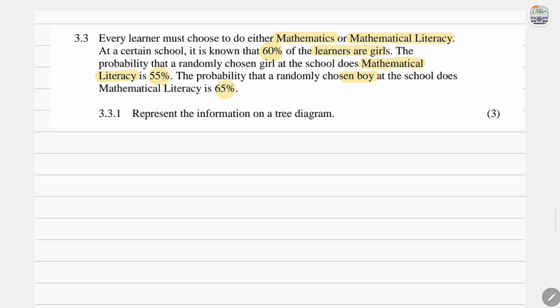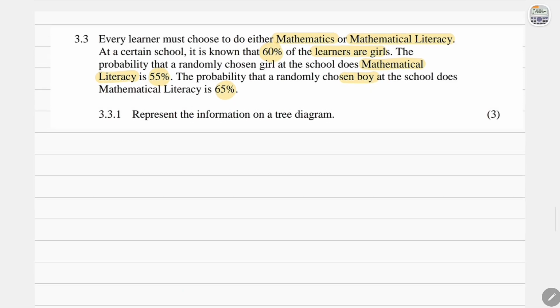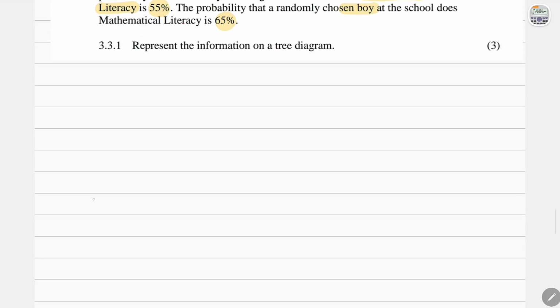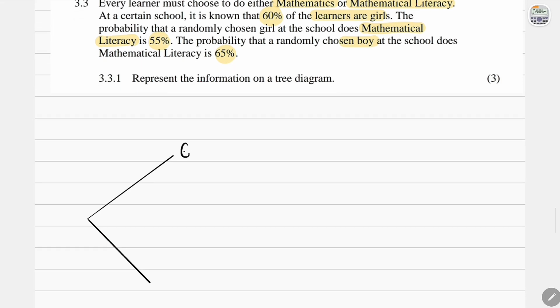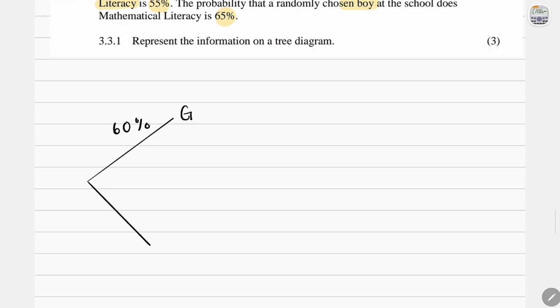With the way this looks, they are giving you information about whether these learners do maths lit or maths, right? But they specifically say that at this school, 60% of the learners are girls. And then from that 60%, 55% of them do maths lit. So clearly, we have two categories first, where we have girls and then boys. And we know that in the school, 60% are girls. So we're going to look at it like this. We'll just say the girls, we have 60%, or you can just say 60 over 100. I'll leave it at 60%, it's fine. And then boys would be the remaining 40%.